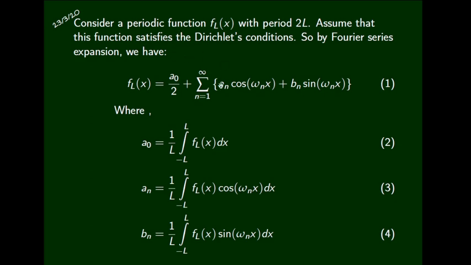Here this a0, an and bn are known as the Fourier coefficients, and they are calculated using Euler's formulae. a0 is equal to 1 by L integral minus L to L f_L of x dx. an is equal to 1 by L integral minus L to L f_L of x cos omega n x dx. bn is equal to 1 by L integral minus L to L f_L of x sin omega n x dx. Note that this Fourier series expansion is valid only if this function is periodic and it satisfies the Dirichlet's conditions. Dirichlet's conditions are some of the desirable properties for this function to have a finite integral representation.